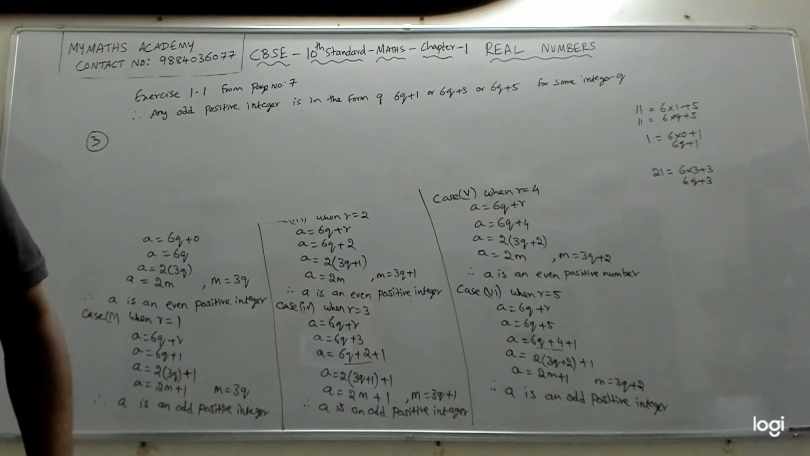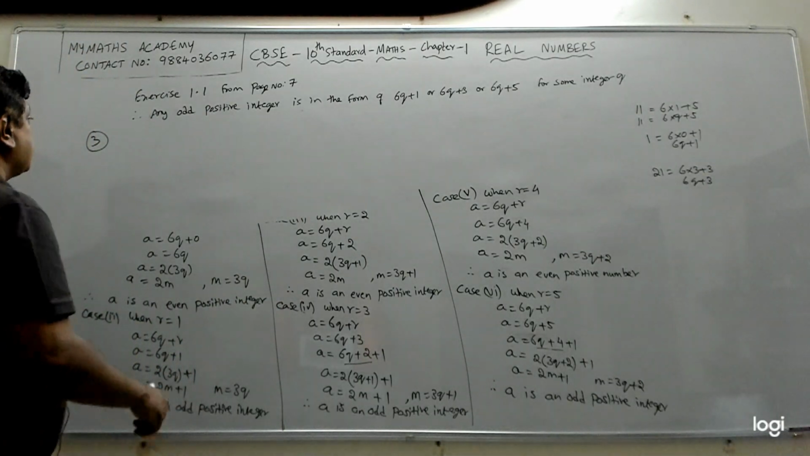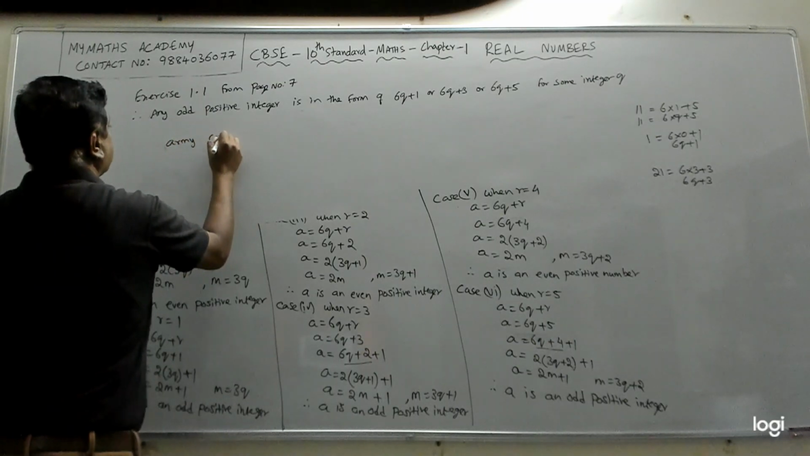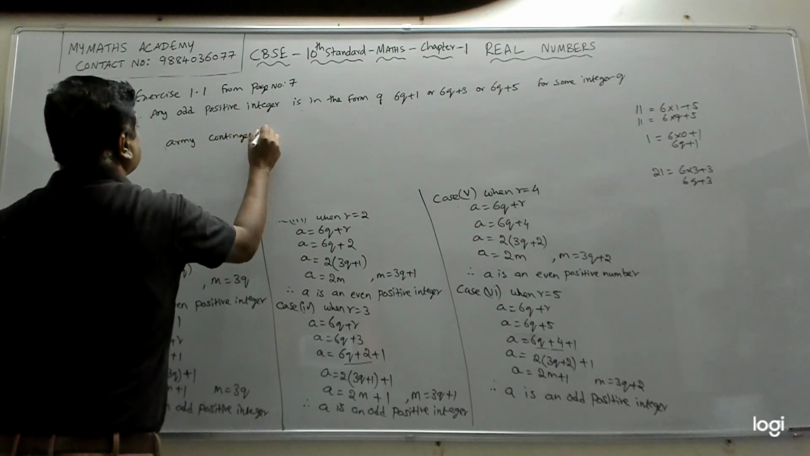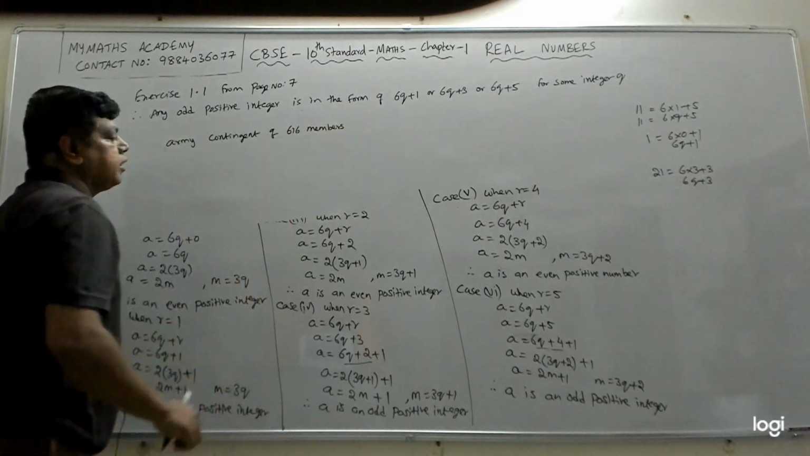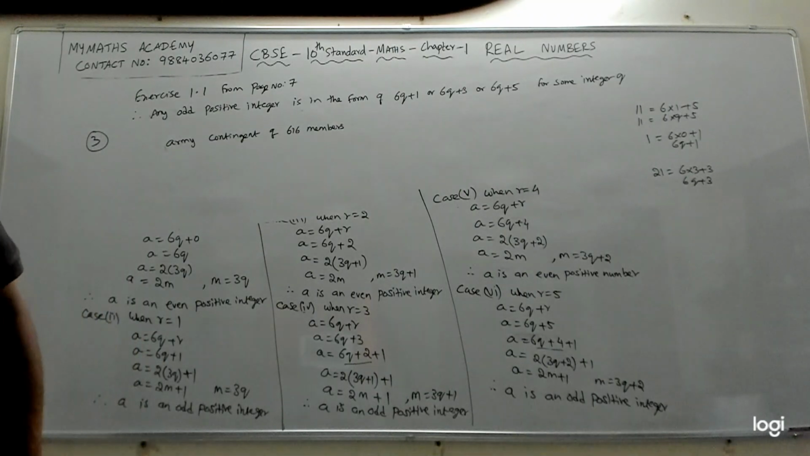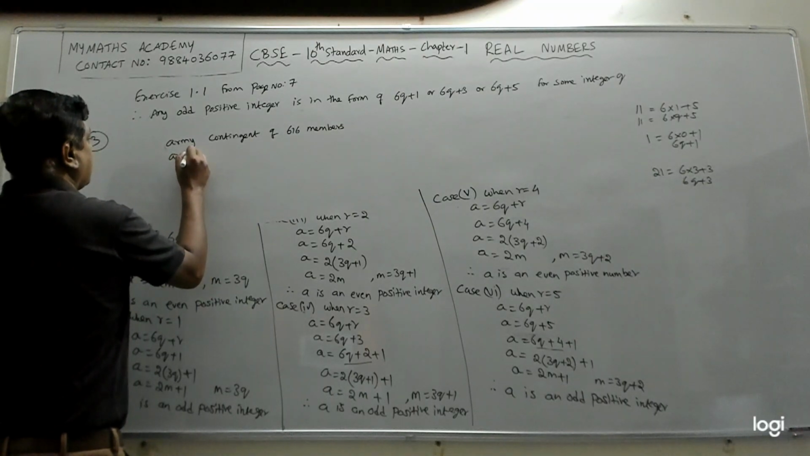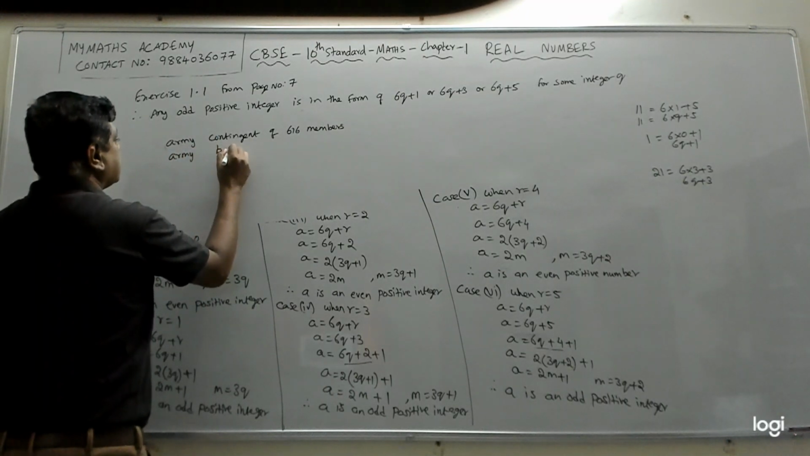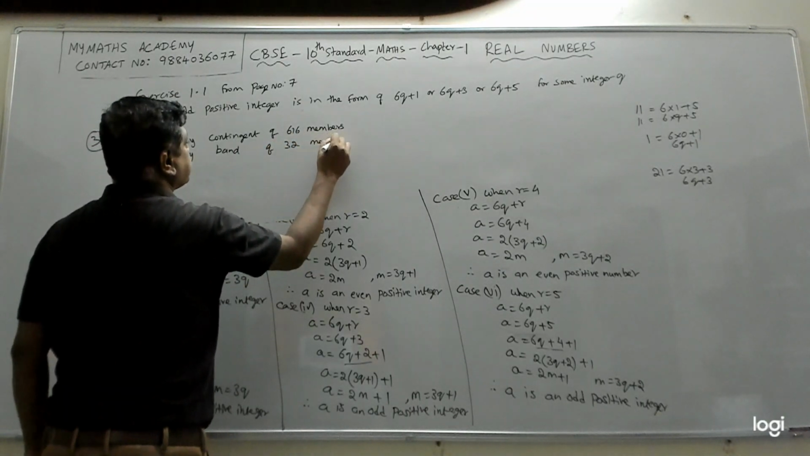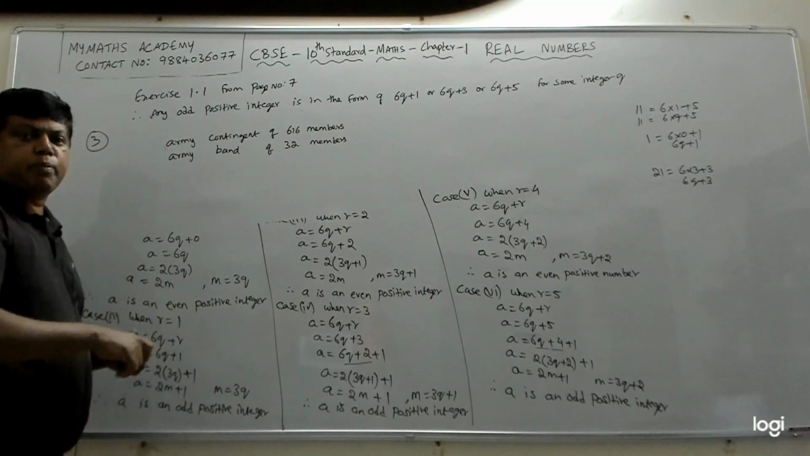Which means there is an army contingent of 616 members, right? Then we have an army band of 32 members. So they have to march in a parade.